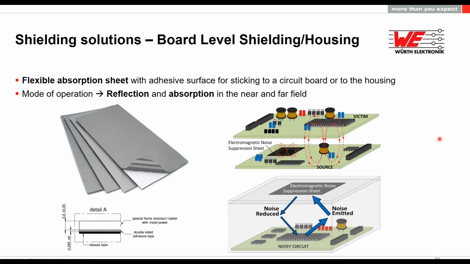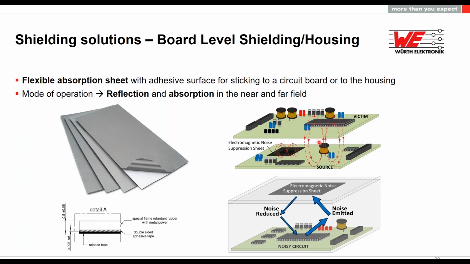Now we're going to talk about magnetic shielding. Magnetic shielding can be applied in board level shielding or housing. We will also explain here some specific problems. That's why I didn't include them in the previous section, because these problems are really specific to these materials. They are not something that can be solved in general with different shielding materials.